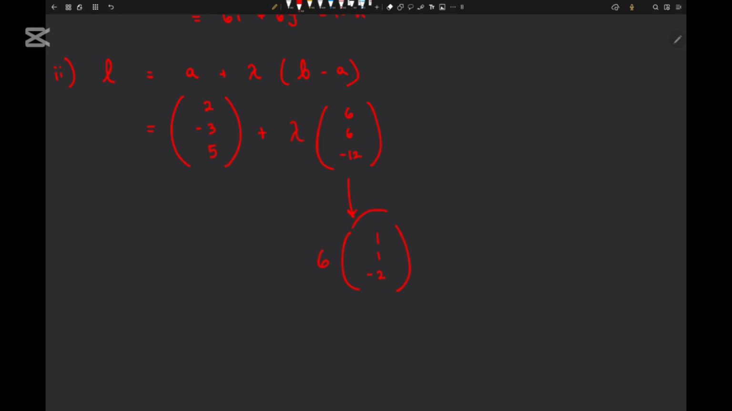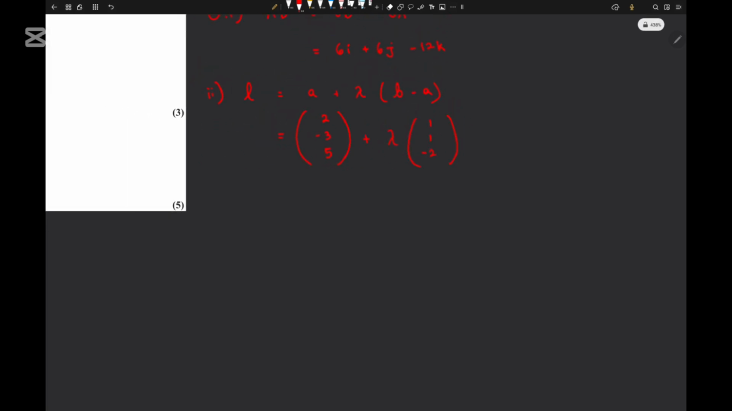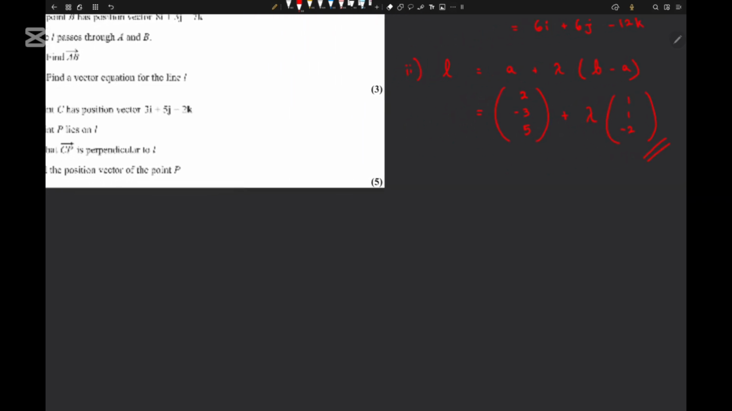So you actually need this value. You can exclude this constant value, which is 6. So you have to write this in the (1, 1, -2) format. So this is the equation of your line.